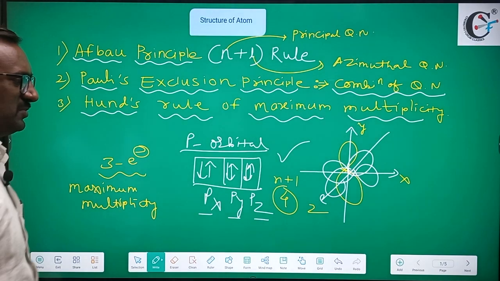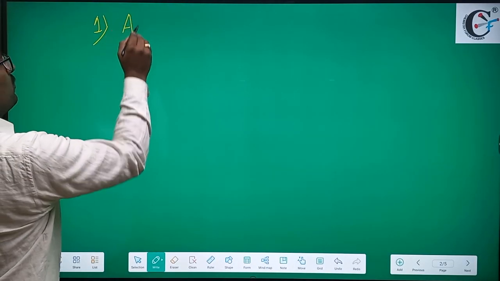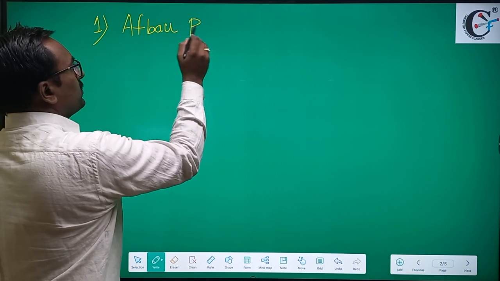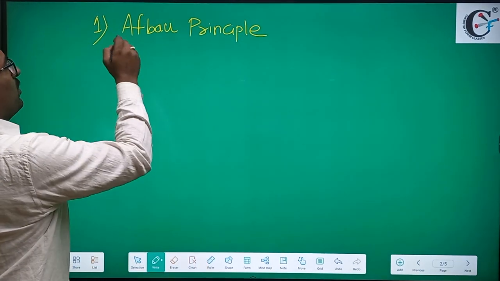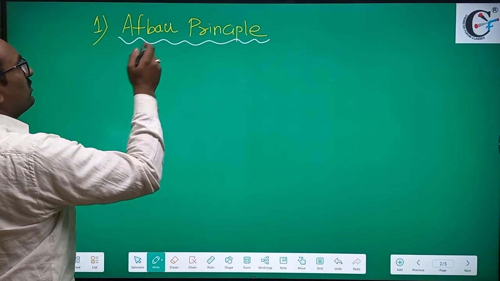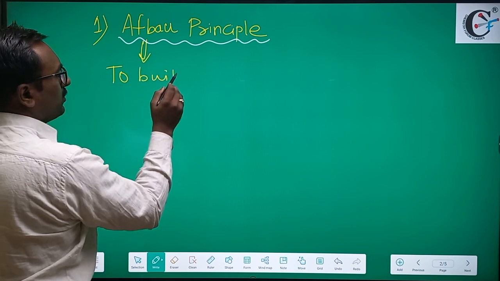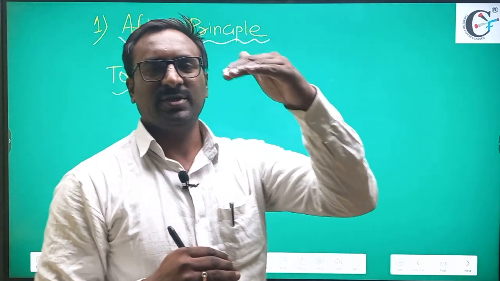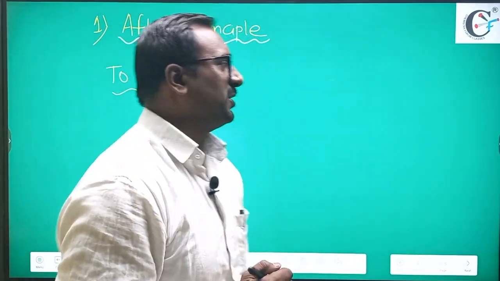Let us start with Aufbau principle. So I will put the heading here: Aufbau principle. Know the meaning of Aufbau. This word stands for to build. So what to build? We have to build the electrons. Various energy levels we have, and we have to distribute the electrons in these various energy levels.